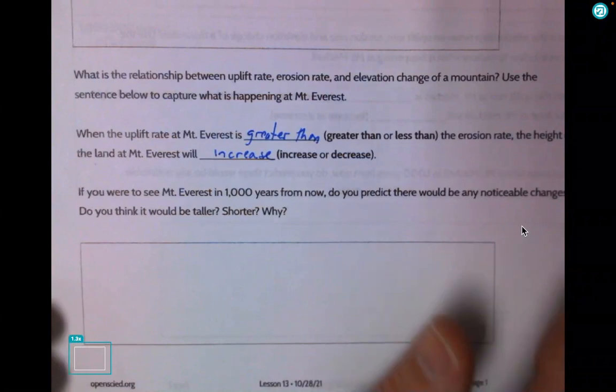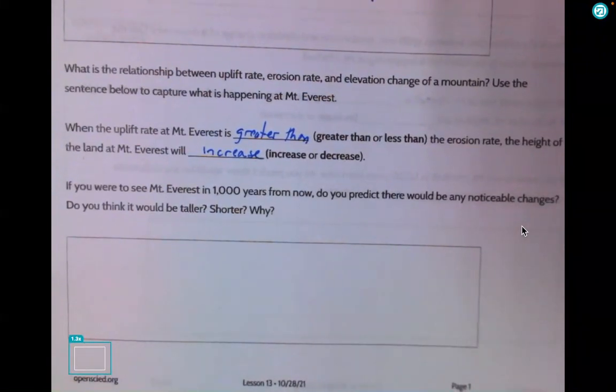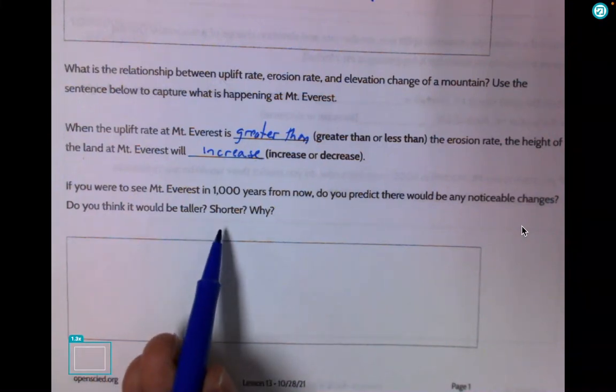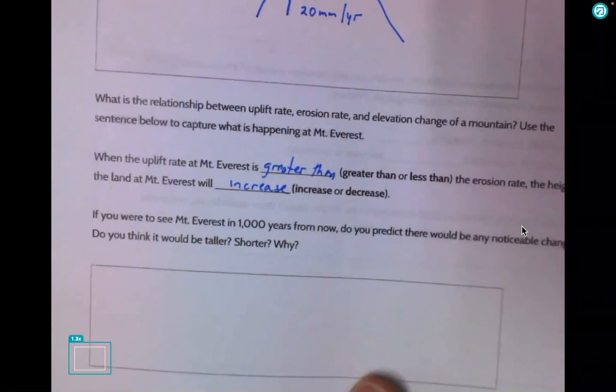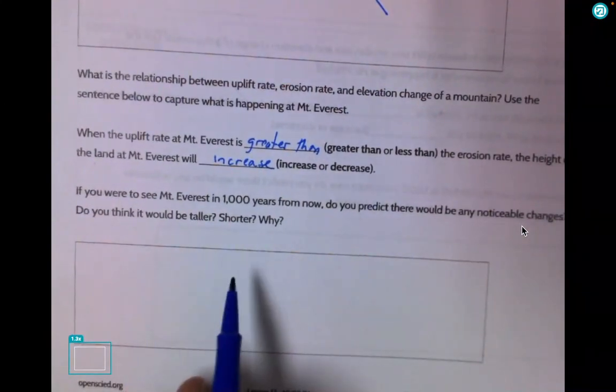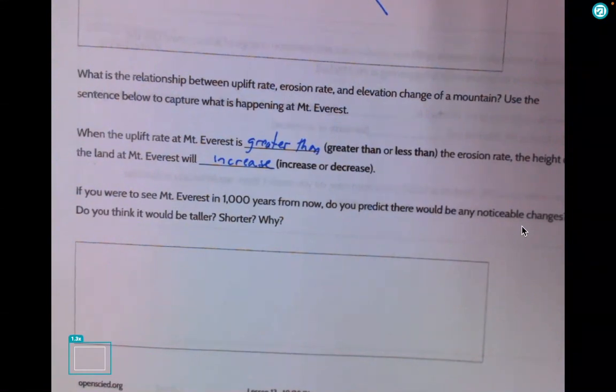The question on the bottom says, if you were to see Mount Everest in 1,000 years from now, do you predict there would be any noticeable changes? I'm going to let you think about what it means by noticeable. Then also, do you think it's going to be taller or shorter based on what we saw in this diagram? And then finally, why are you giving those answers that you're giving? When you're ready to do that, you can do that. I'm going to go on to the second page.